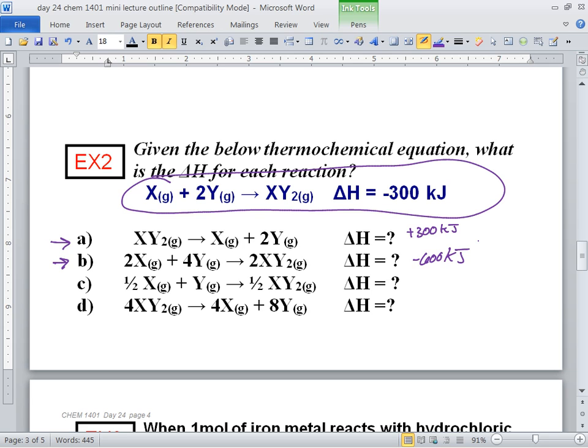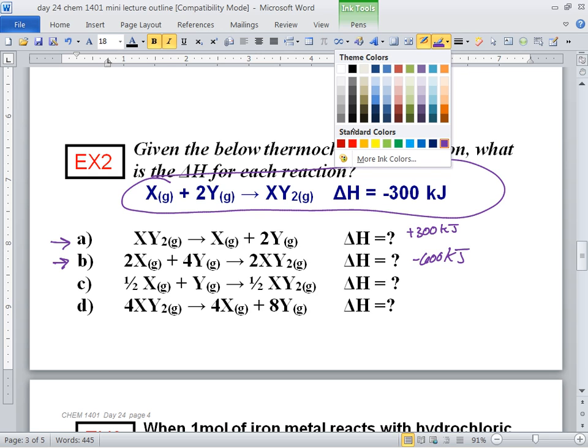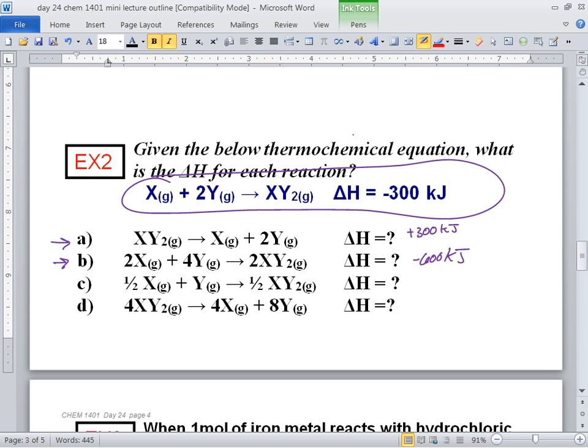Write your answers down for C and D and see if we can all agree on it. How about C? Negative 150. Perfect. How about D? I hear positive 1200. Yeah, they flipped it, so it's got to be positive. Then they multiplied through by 4.